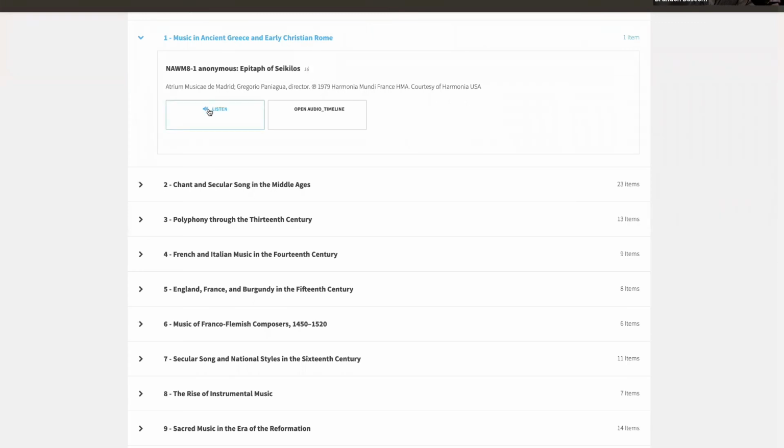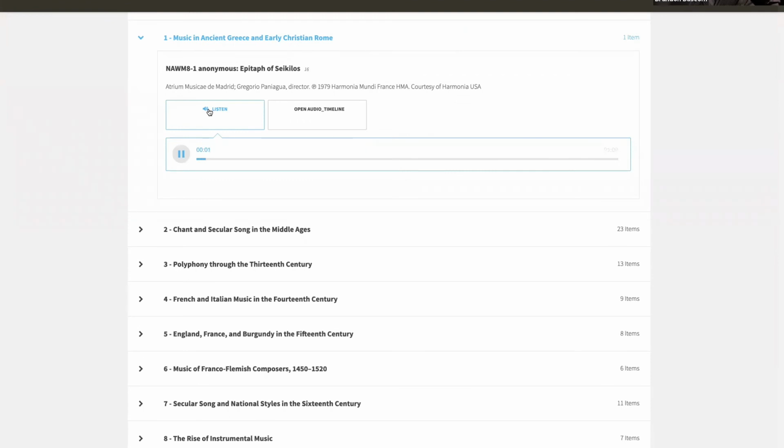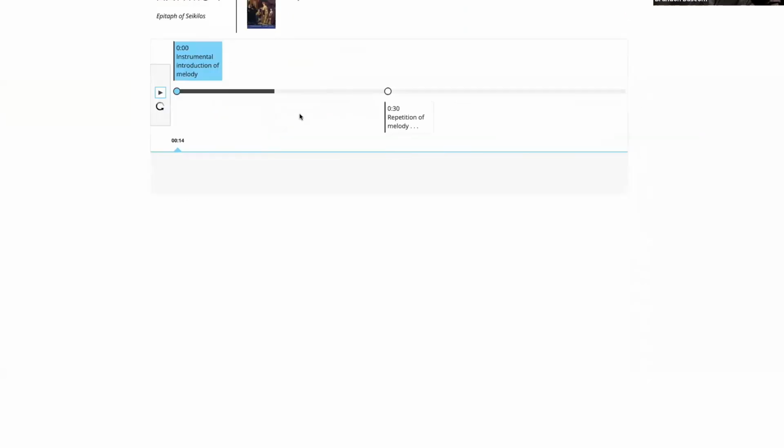And this is the Epitaph of Seikilos. You can just listen to it, or you can open the audio timeline. I suggest opening the audio timeline, though this example isn't very detailed. Future ones are a lot more detailed, and they'll give you little boxes of what's going on. So you'll definitely want to do that.